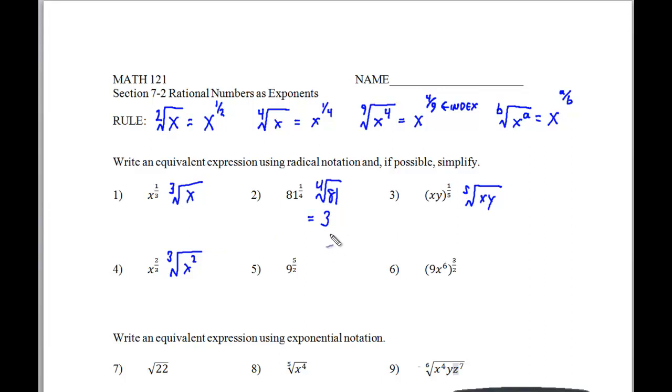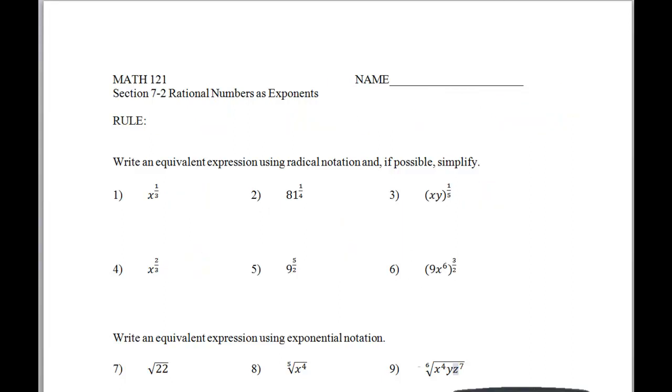And also I want to talk a little bit about 9 to the 5/2. This can be written as the square root of 9 to the 5th power. Now there's a couple ways you can do this. Let's take a look at the graphing calculator and do a focus on problems 2 and 5.